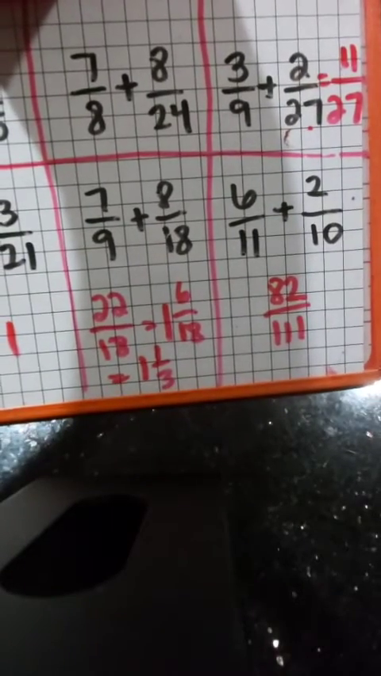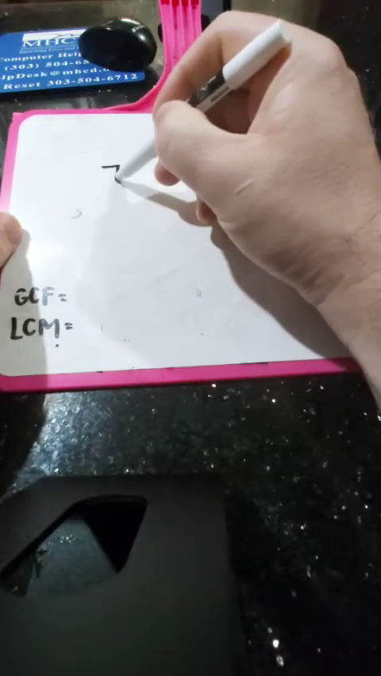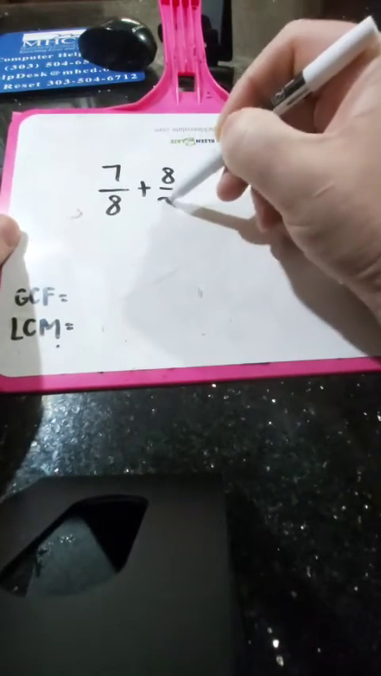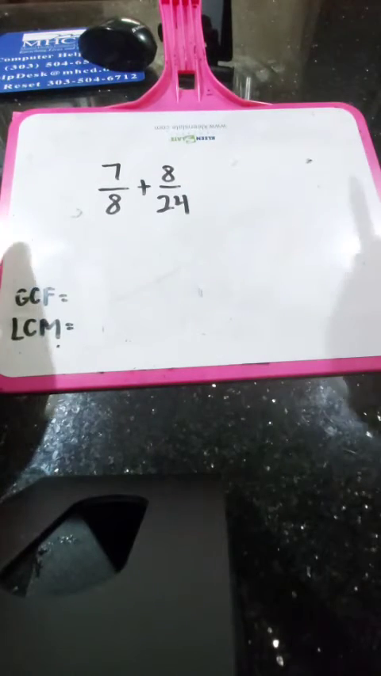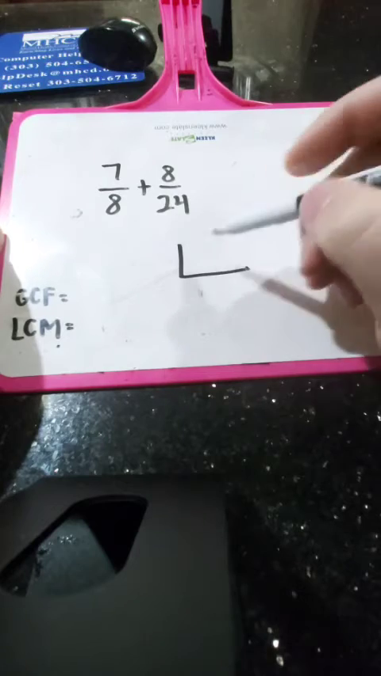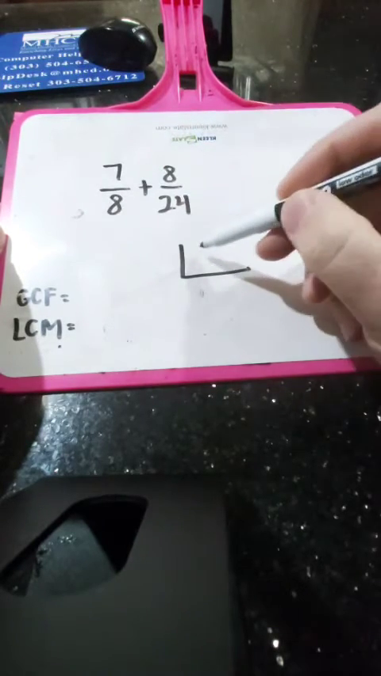All right, our next problem that we want to look at is 7/8 plus 8/24. All right, 7/8 plus 8/24ths. Okay, so we're going to use our ladder method. We're going to put our two numbers that are our denominators into our ladder.